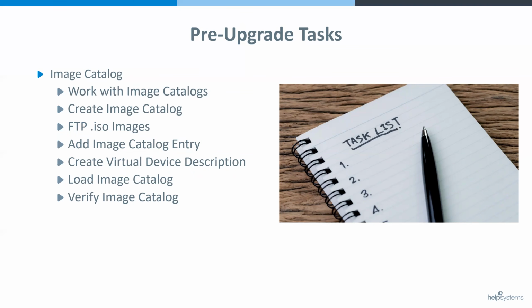So again, we have PTFs now that are sitting on our PC. We have the ISO images for 7.5 sitting on our PC. So now we need to get those up to the IBM i partition we're going to upgrade. In our instance, we're going to upgrade via an image catalog. Several commands we're going to use: work with image catalog, create image catalog. We're actually going to do an FTP. We're going to do an add image catalog entry, and then we're going to create a virtual optical device, and then basically marry our image catalog to that optical device.